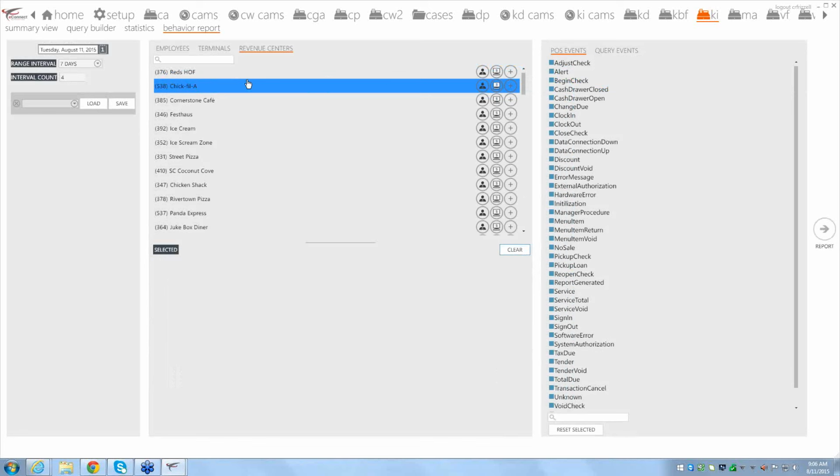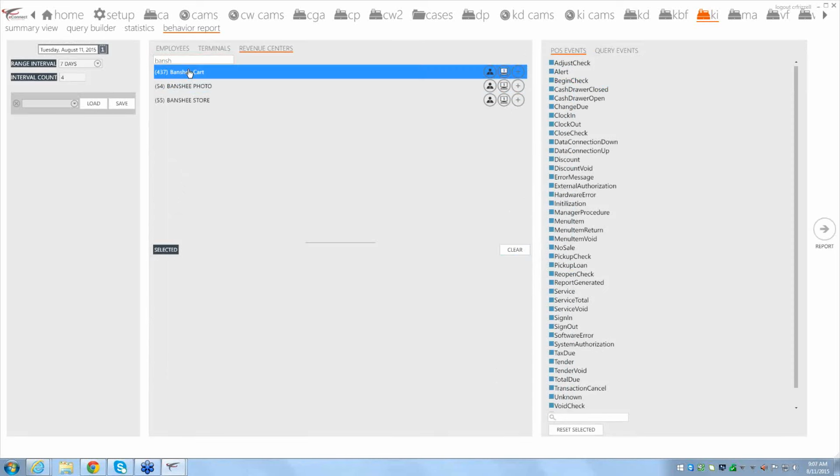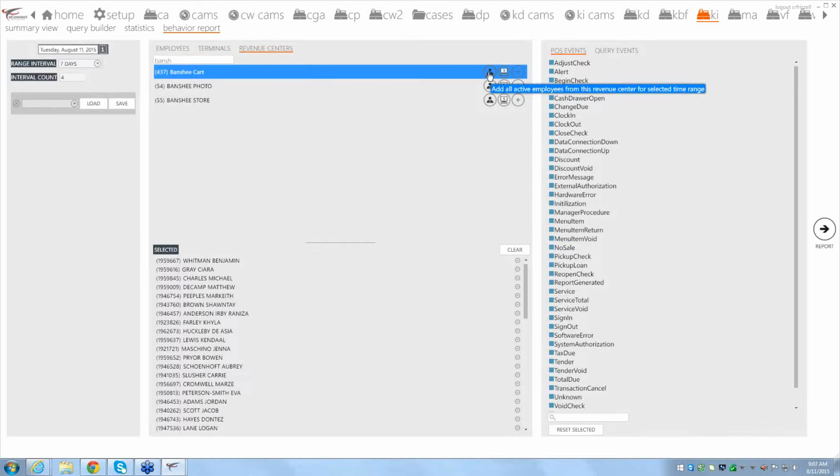That being said, let's go ahead and take a look at the Banshee cart. We had an interesting case there just recently, and this behavior report is going to show us some pretty good data from there. Now, as you can see, we selected the cart and all the employees. Now we can go to the right of that, and this is where we select POS events. The POS events are your standard transactions that occur, whether it be begin check, cash drawer open, menu item void. These are all standard transaction types.